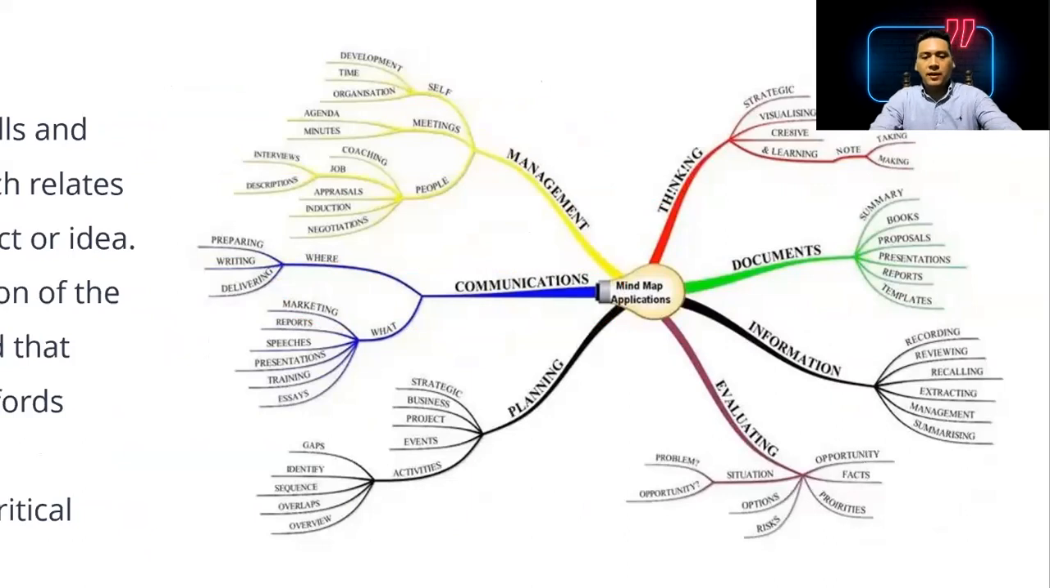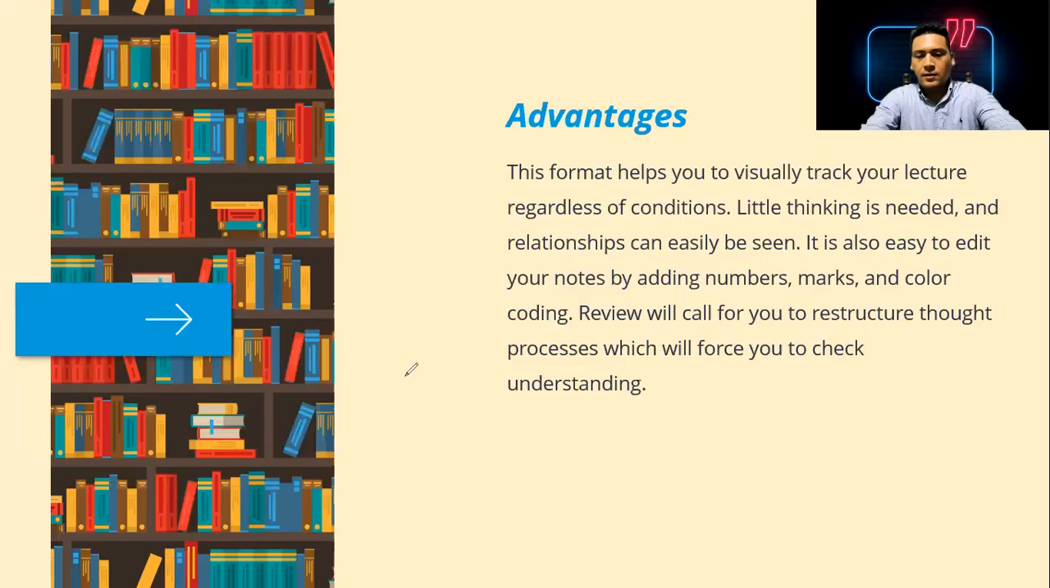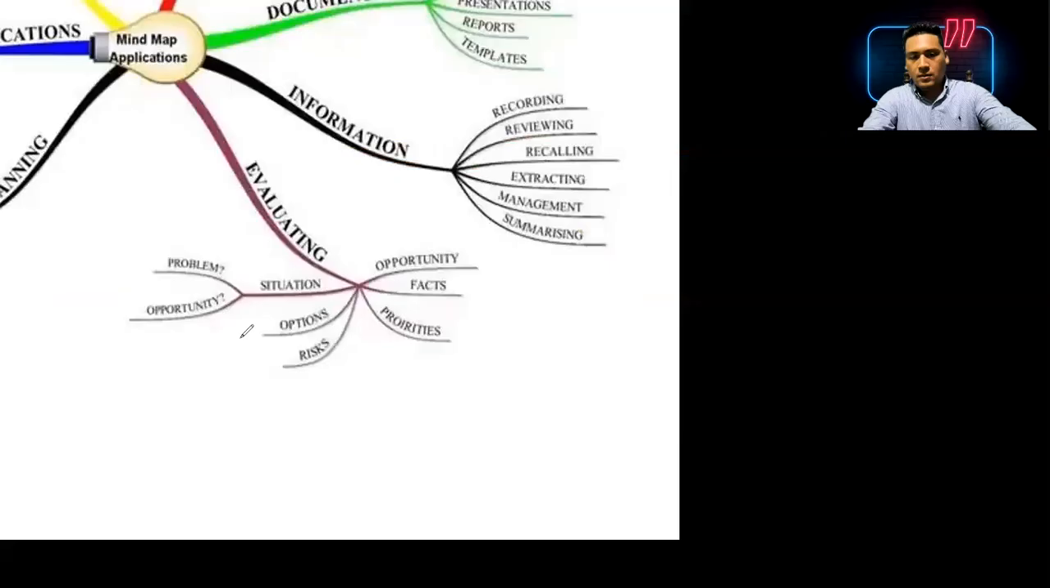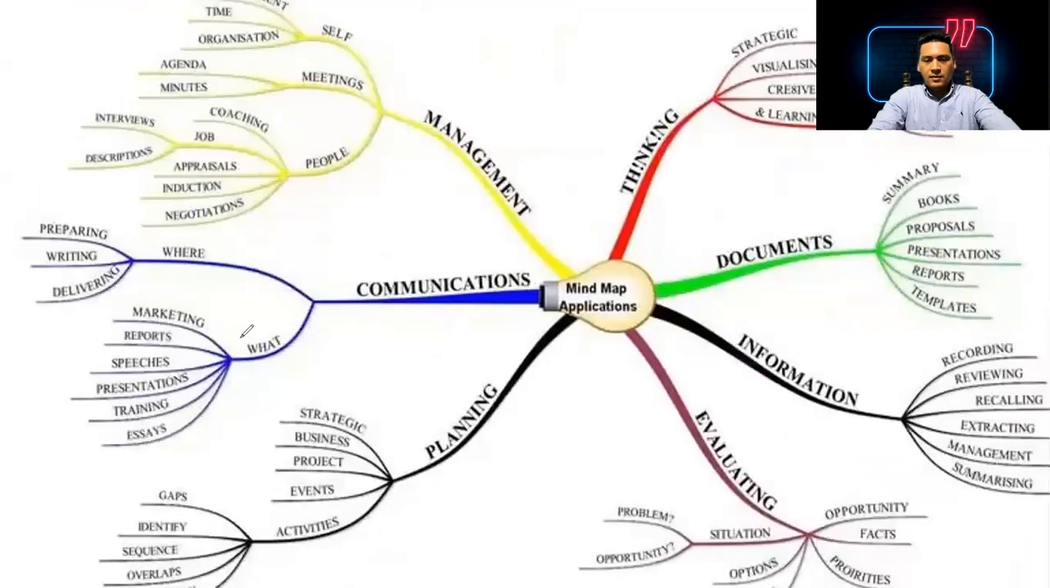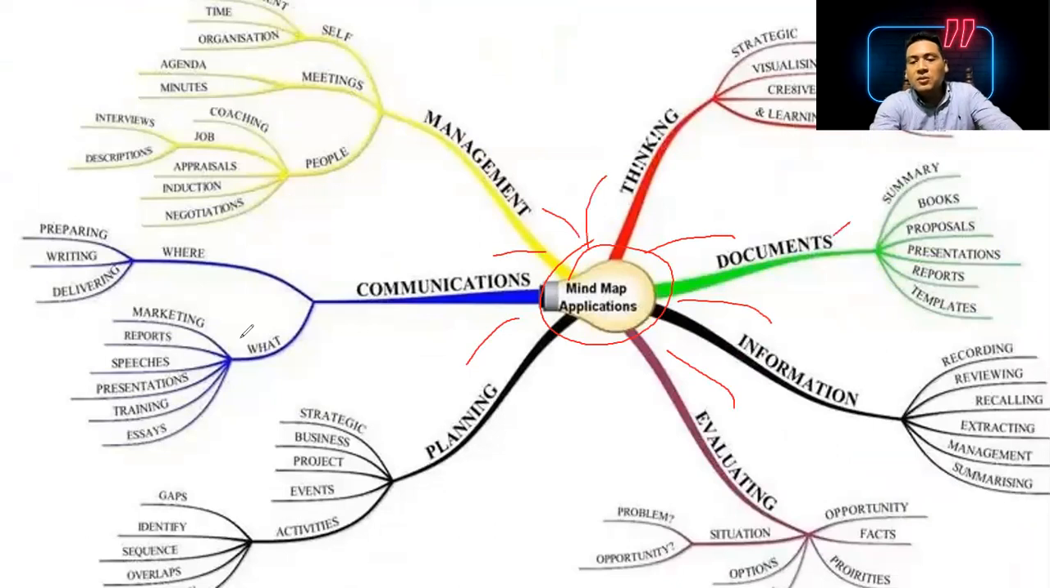Okay, this is the mapping method right here. Now, the main topic in this example is mind map applications. So we're talking about applications, and then we connect to documents, information, evaluating, planning, communication, management, and thinking. In documents, we are going to add summary, books, proposals, presentations, reports, and templates. That is the way the idea is built up.